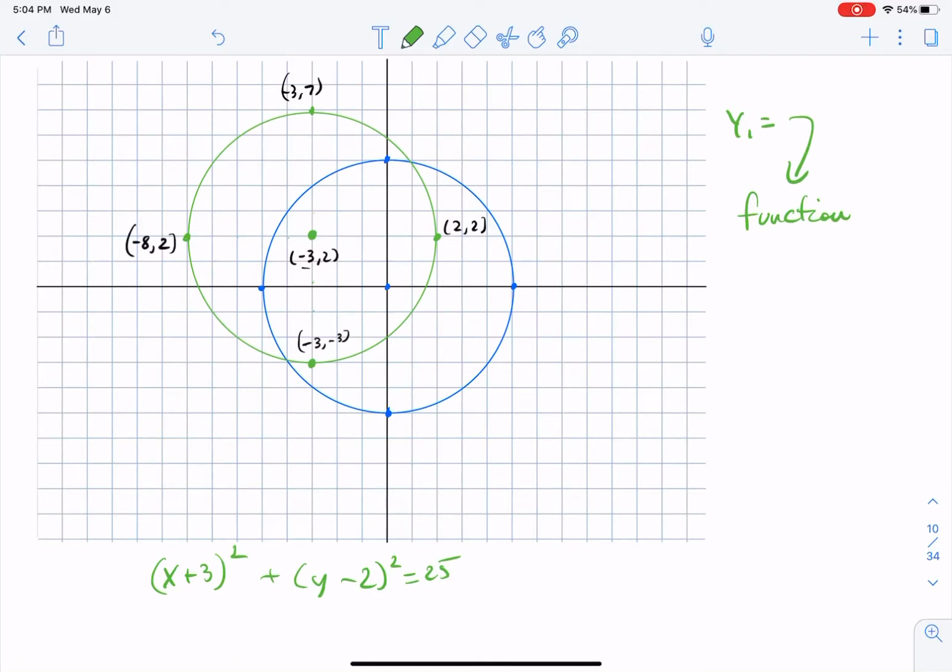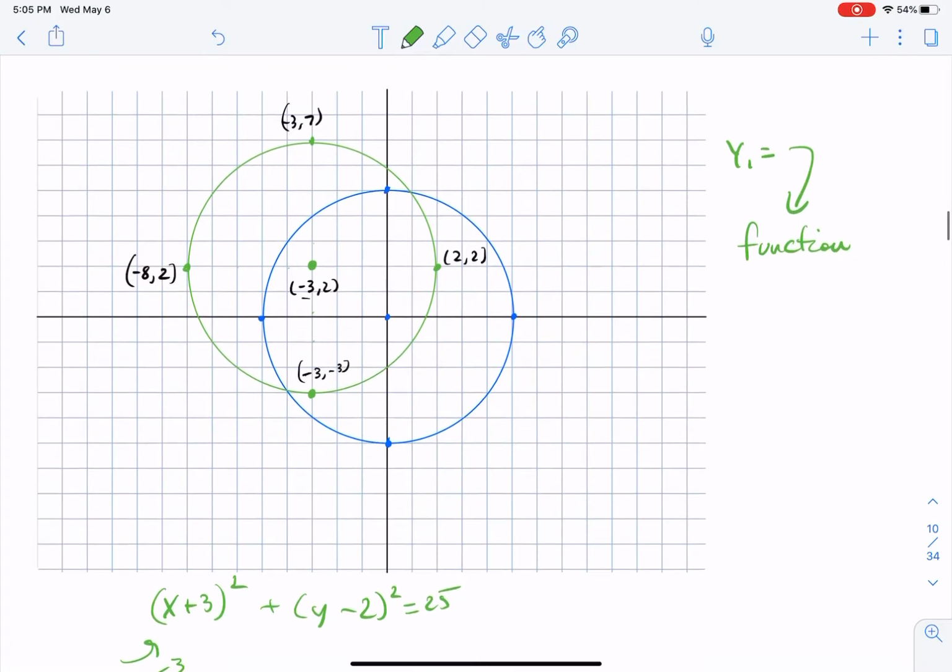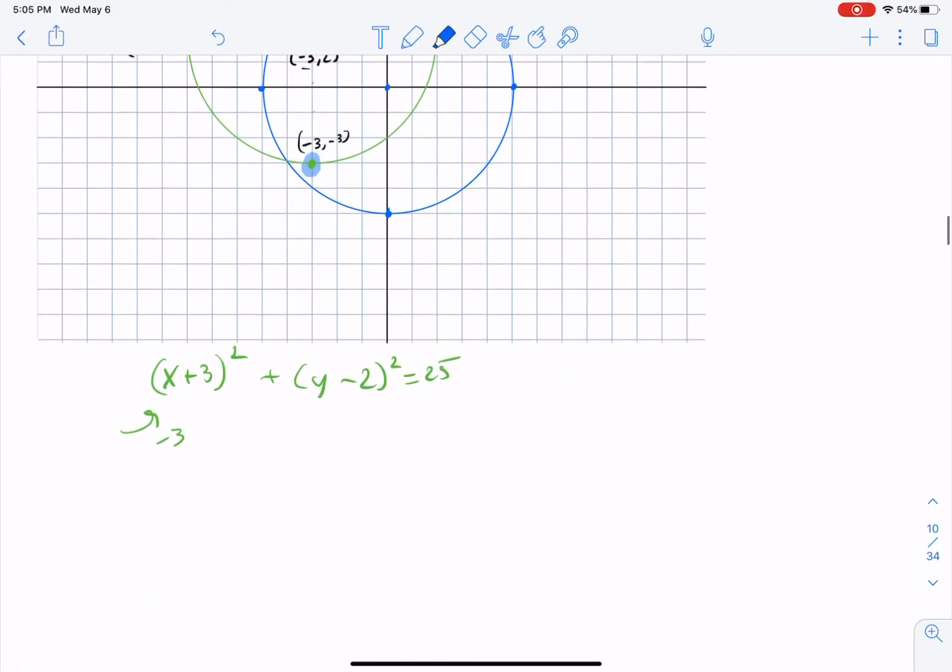Well, if it was a function, if I were to pick any input, let's say, for example, I pick negative 3. I plug negative 3 in for x here, and I want to see what the y-coordinate is. Well, I can see from the graph, negative 3 has two different outputs. It has positive 7, and then it has negative 3. We can get that from the equation pretty easily.